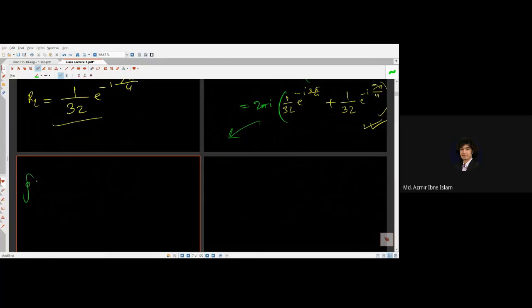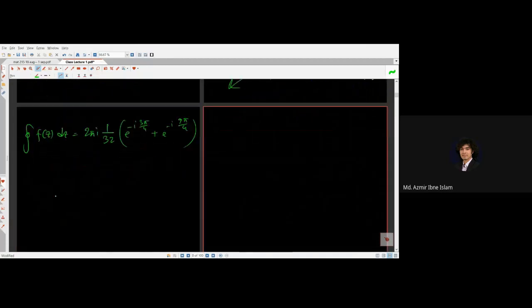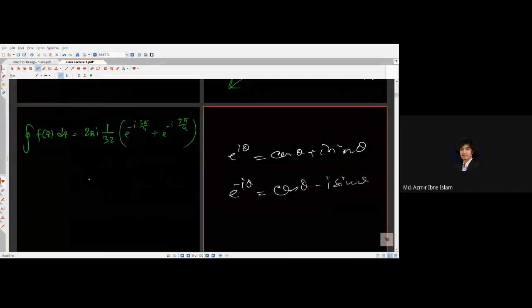Okay. So from this part, we can write the integral f of z dz is equal to 2 pi I times 1 by 32, which can be pulled out because it is in both parts. Now we have e to the power negative I 3 pi by 4 plus e to the power negative I 9 pi by 4. You don't need to simplify this one, but I am showing you how we can simplify. You know that we have Euler formula, e to the power I theta is cosine theta plus I sine theta. If we have e to the power negative I theta, that will be cosine theta minus I sine theta. So we can apply this one.